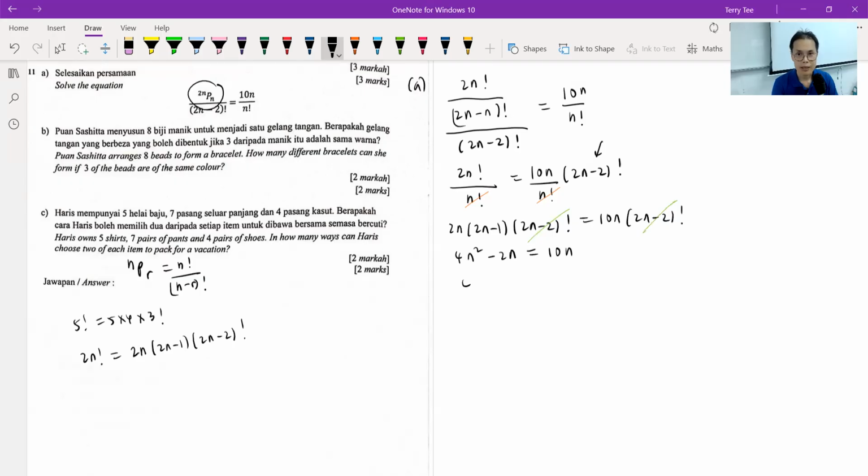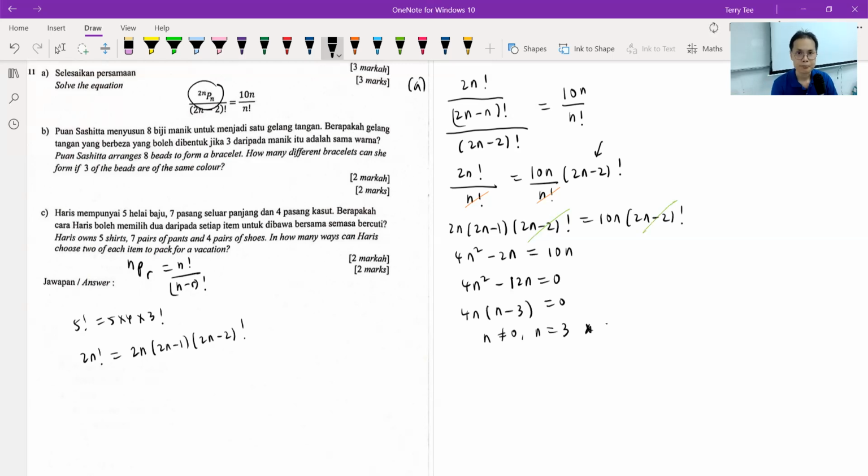Bring the 10n to the left. 4n squared minus 12n is now 0. Take out a common factor, 4n, n minus 3. n cannot be 0. n has to be 3. All right, so that is part A.